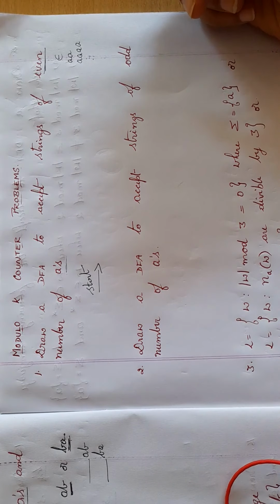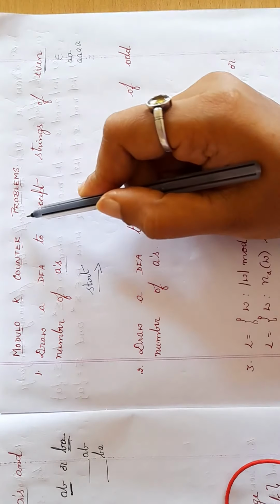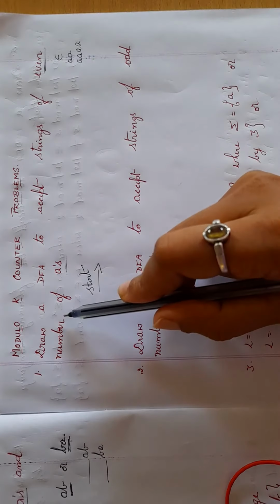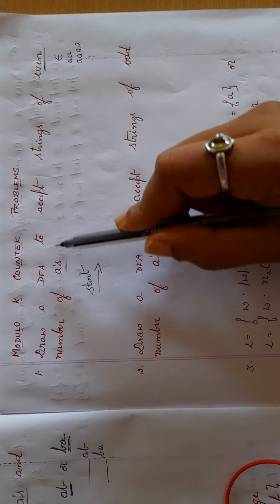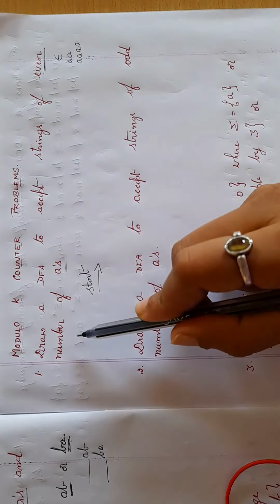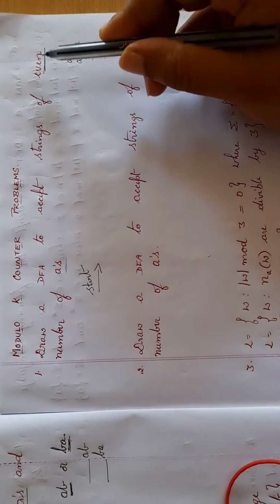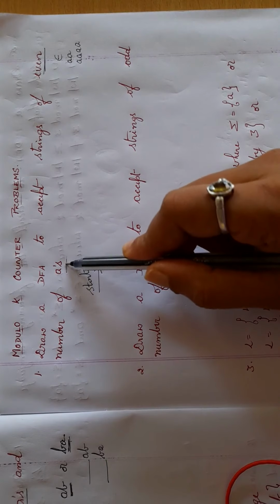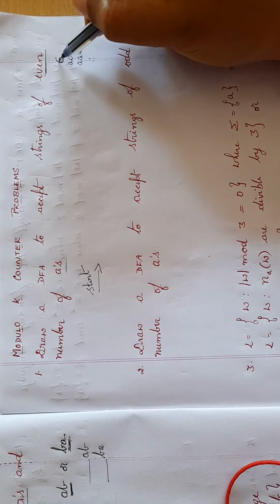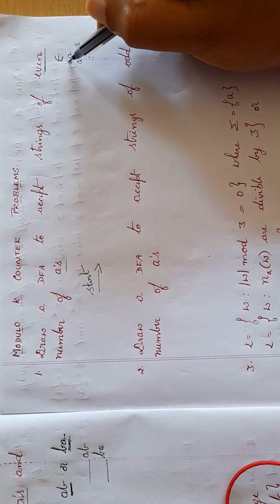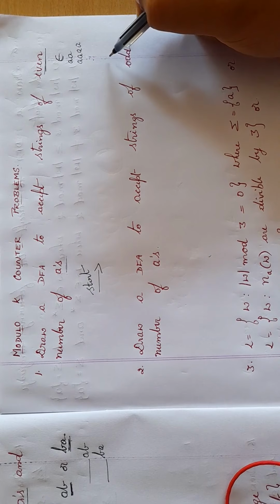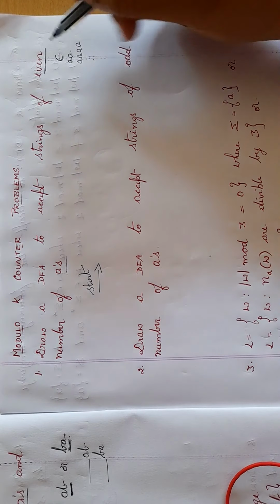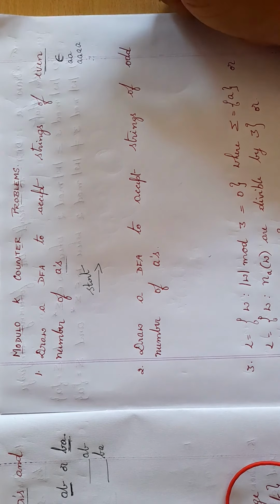We shall move on with the next topic, modulo k counter problems. So here the first two basic problems I'll tell you. The first one is: draw a DFA to accept strings of even number of A's. Even number of A's. So what will be the base condition? Initially I'll be considering epsilon, then I'll have 2 A's, then 4 A's, 6 A's, 8 A's, and so on. So initially epsilon is also accepted.